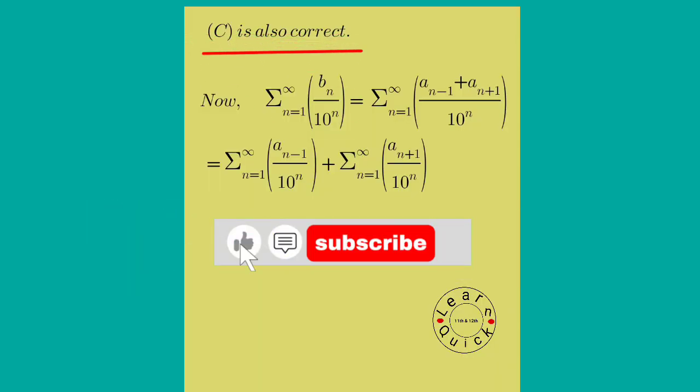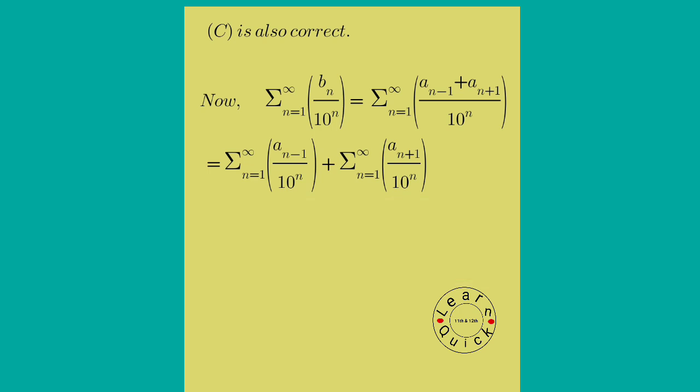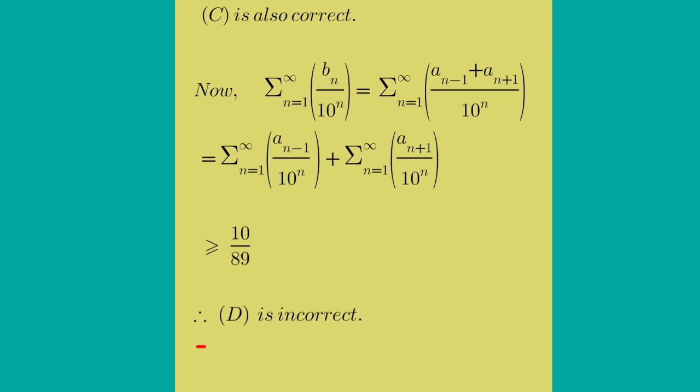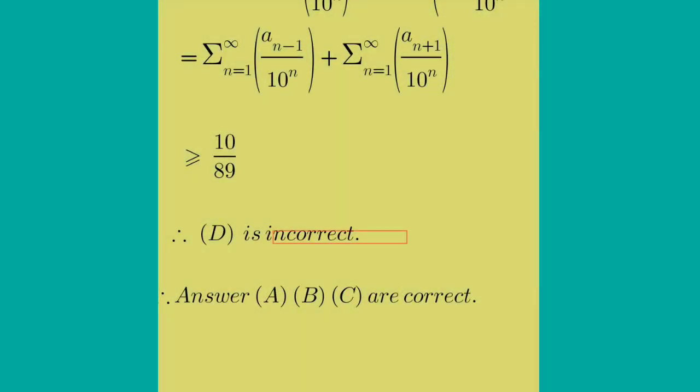Finally, we come to the fourth part of the question where sigma n equal to 1 to infinity b subscript n by 10 to the power n is being asked. We use the expression given in the question itself to write it as a subscript n minus 1 plus a subscript n plus 1. And then we split this into two terms. Now we can see from here that in the first part of the question we have already evaluated a sum like this, and that was 10 by 89. Now we have got two terms like that. Now if you see their sum, it will be somewhere around the double of 10 by 89. Hence definitely it cannot be 8 by 89. So option D is definitely incorrect. So the correct options will be A, B and C for this question.